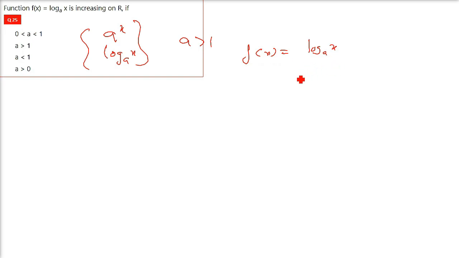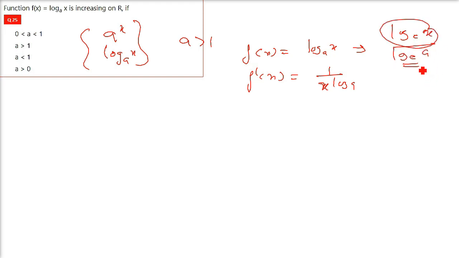f of x is log base a of x. We'll differentiate it. When we differentiate it, what do we get? 1 by x log a. Simply, you can write log base a of x, taking base e, as log x by log a. You know the properties of log. Log a is a constant, so there is no point in differentiating it. You just have to differentiate log x, and the differentiation of log x is 1 by x. That is how 1 by x log a has come up.